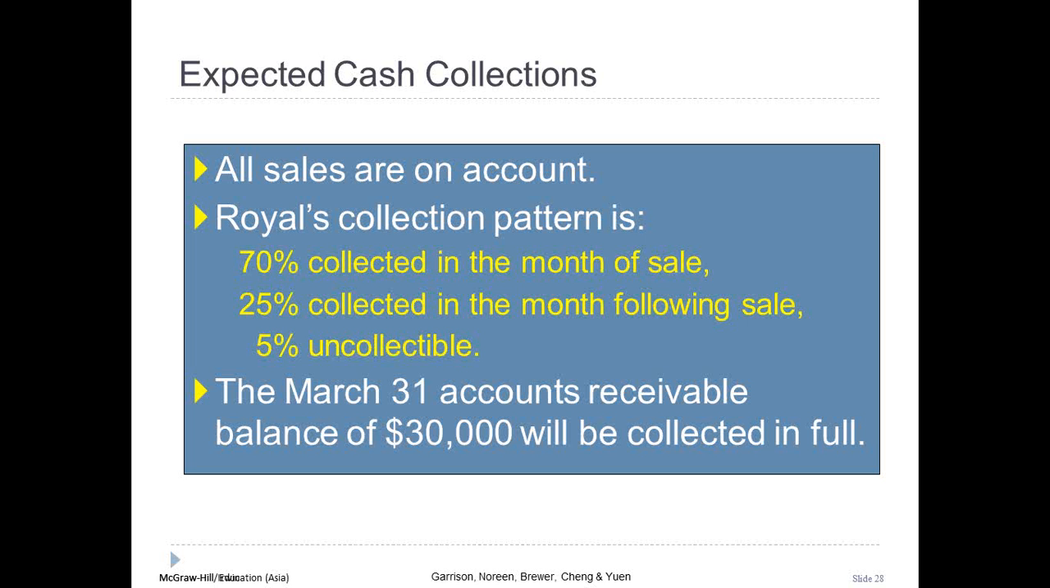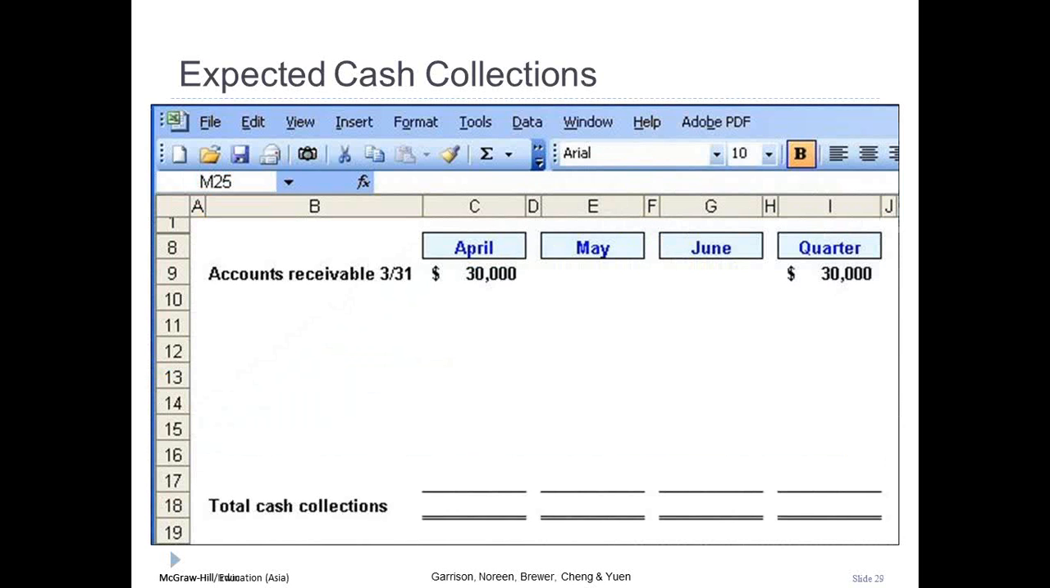So let's prepare the budget of expected cash collections on sales. The first step in calculating Royal's cash collections is to insert the beginning accounts receivable, $30,000, into the April column of the cash collection schedule. This balance will be collected in full in April.